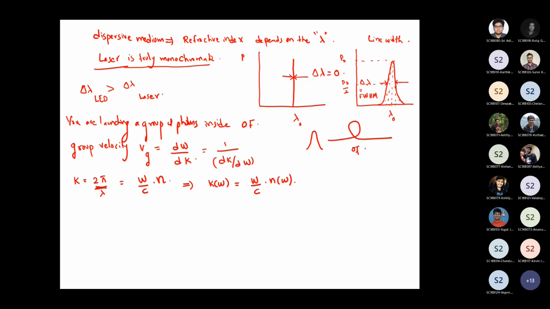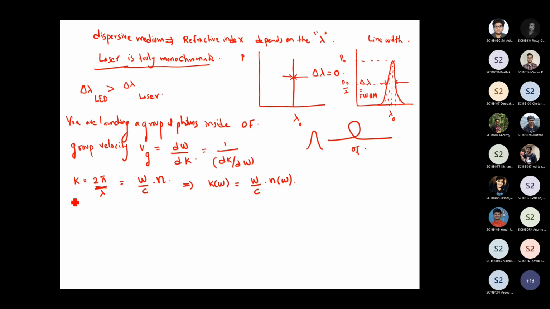So why did I write everything as a function of omega? This is because it is a dispersive medium, and also you are going to launch a signal having multiple wavelengths. Each photon is going to have a different propagation constant, and therefore it is a function of omega. And since the medium is dispersive, k of omega can be written as omega by c into n of omega.